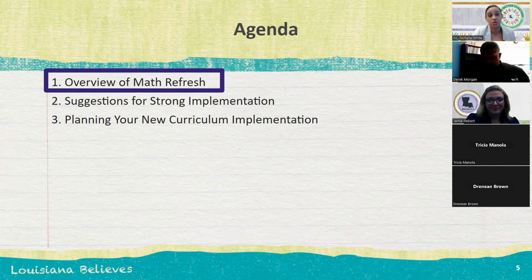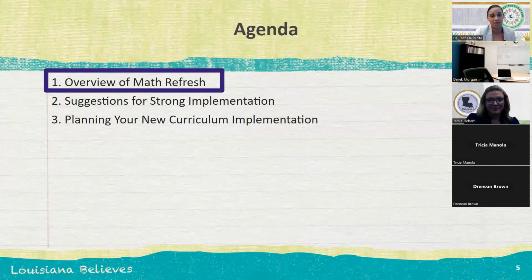Then we will go into strong suggestions for strong implementation. Many schools and systems are implementing new curriculums this year, which is why you're here. And so we want to talk through some of the best practices and suggestions for this new implementation to be a strong one. And then finally, we will give you time to ask questions about any of the information that we shared, as well as plan for your new curriculum implementation in your building or system.